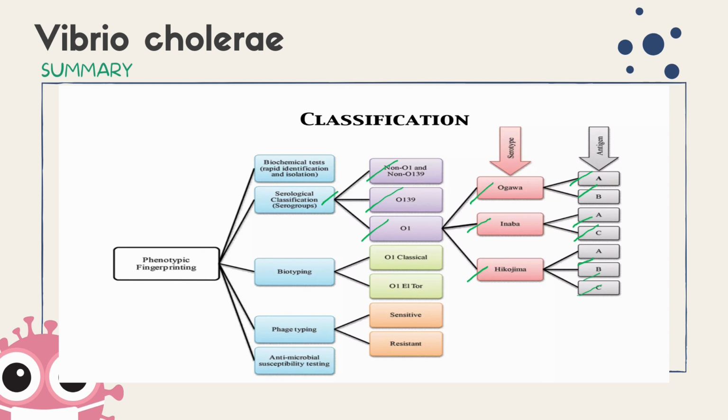For biotypes, we have two types: the O1 classical and the O1 El Tor. O1 classical is the past causative agent of cholera, and El Tor is the one that has caused more cases since 1996. The El Tor biotype is also more prevalent in India.